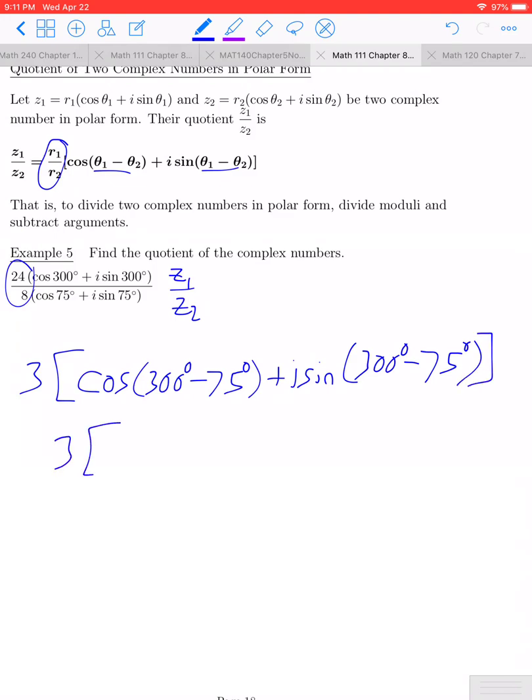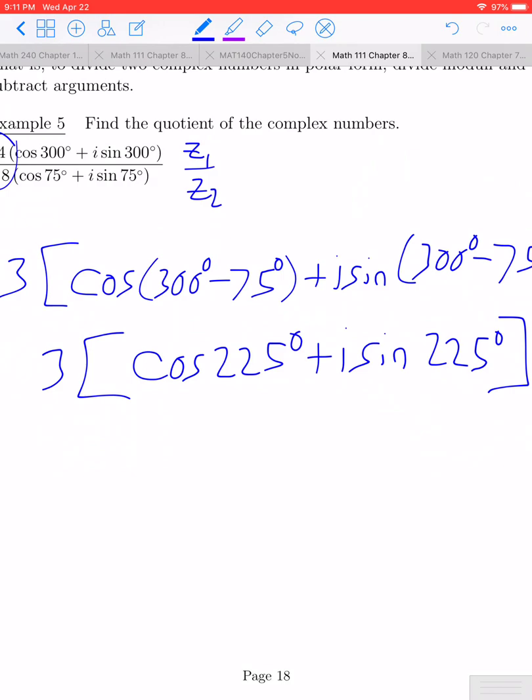This is going to be 3 times the cosine of 225 plus i sine 225 degrees. This would be our answer in trigonometric form. Let's also convert it to standard form.